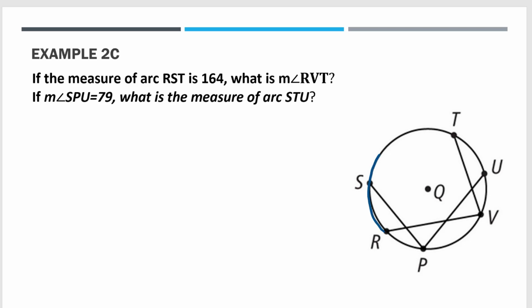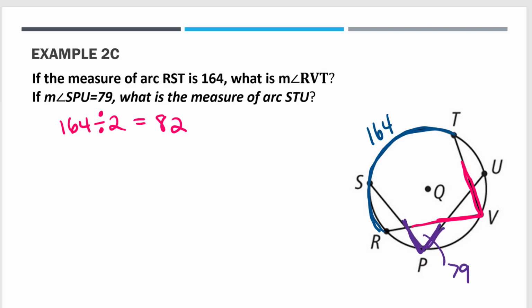Example 2c. If the measure of arc RST, so here's RST, is 164, then what is the measure of angle RVT? So angle RVT is the inscribed angle that relates to arc RST. So therefore, we take 164 and we divide by 2. For the next part of the question, it says if angle SPU, right here, is 79, what is the measure of the arc STU? So you'll notice that STU is the arc that relates to the inscribed angle. So we would take 79, which is the angle, and multiply it by 2 to get the arc. So 158 is our answer.